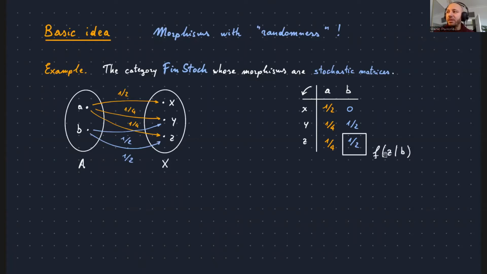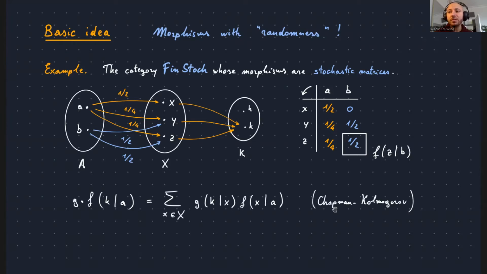The entry in your matrix can be seen as the conditional probability, in this case, of going from B to Z. Now, these form a category, meaning that you can compose them as long as the domain and codomain match, right? So if you have a new set Y or K, then what's the probability of going from A to K? Well, you have to first transition, say, from A to X, and then independently from X to K. You have to multiply these and sum over all intermediate states.